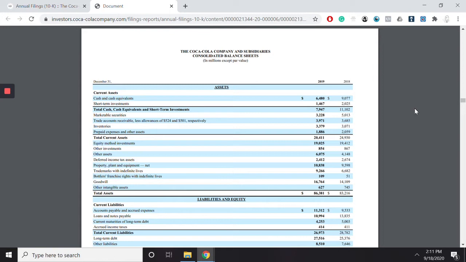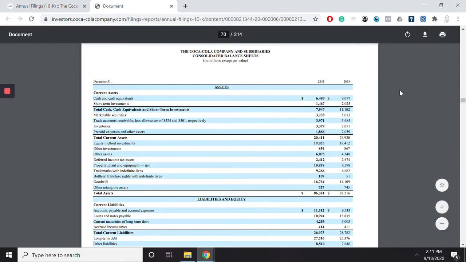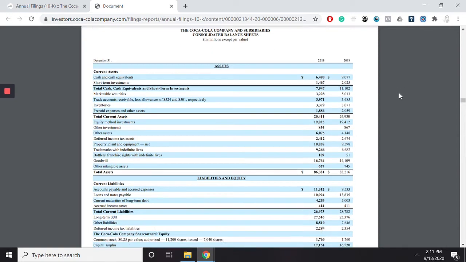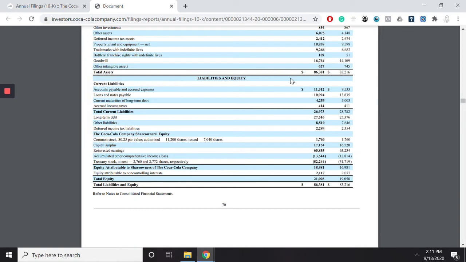So we'll start with the balance sheet, and the balance sheet is, you can see here in the top left corner, it says December 31st because this was the last day of the financial year for Coca-Cola. And the balance sheet is always reported on the last day of the financial year. And it's called the balance sheet because it balances. So total assets will always equal total liabilities and equity.